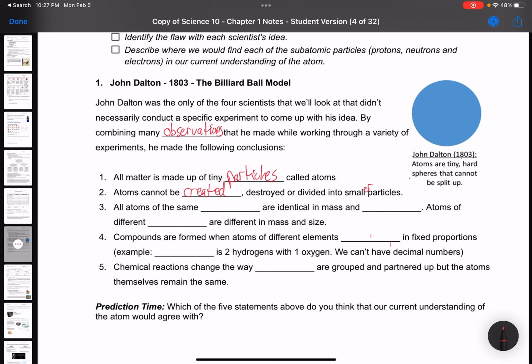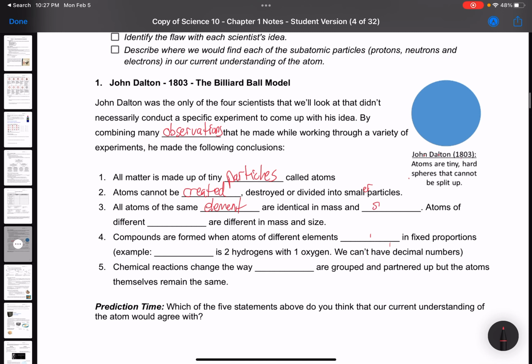He said all atoms of the same element are identical in mass and size. So every single copper atom looks the exact same. Every single hydrogen atom looks the exact same in terms of mass and size. And he said atoms of different elements are different in mass and size. Next up, he said the compounds are formed when atoms of different elements combine in fixed proportions. What he meant by this was something such as water is 2 hydrogens and 1 oxygen, H2O.